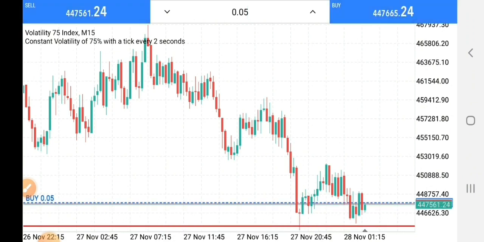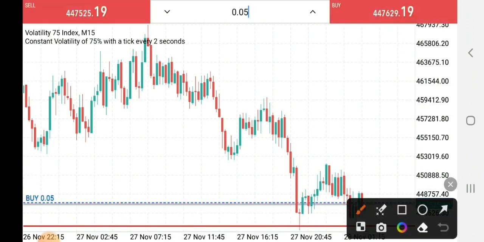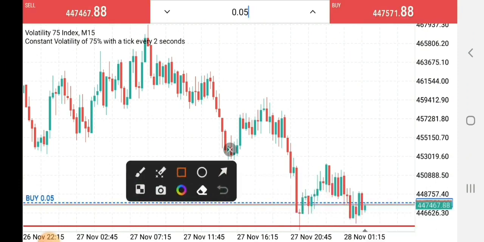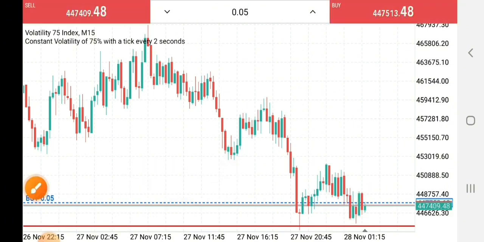The candlestick pattern is okay. Look at the candlestick pattern I'm talking about. You just need one bullish engulfing. You can see this engulfing candlestick right there. That's exactly what you need. Then you make your entry.